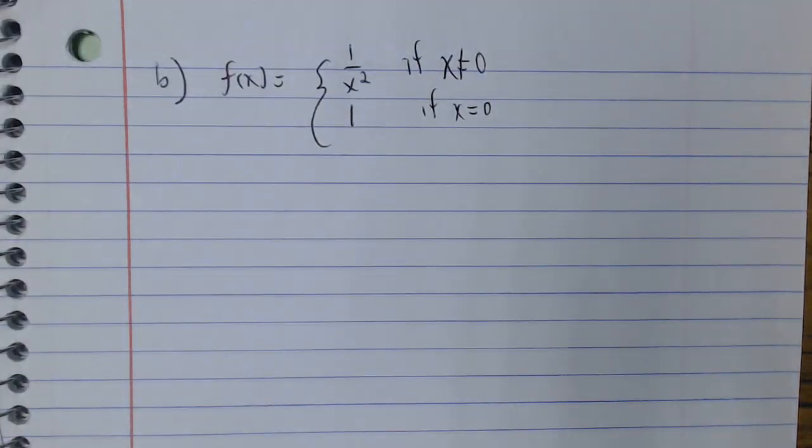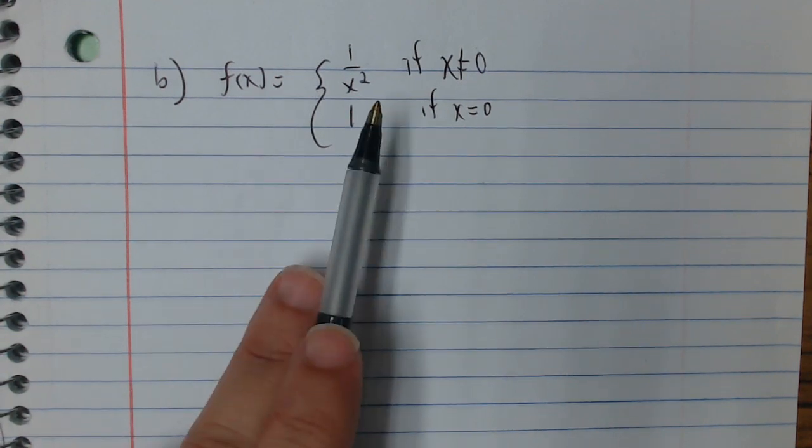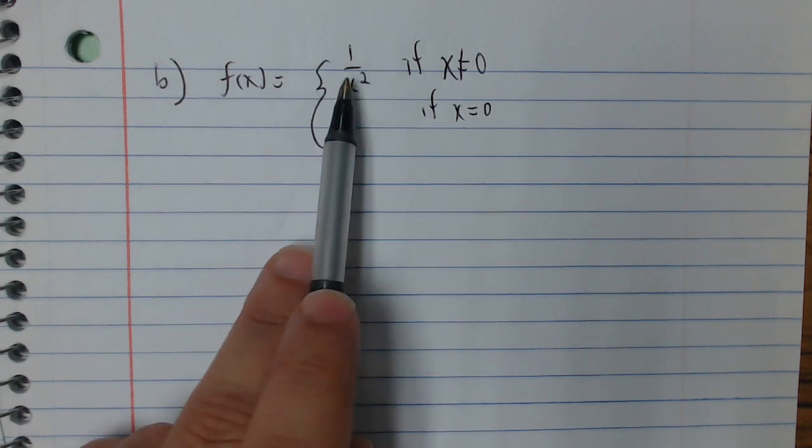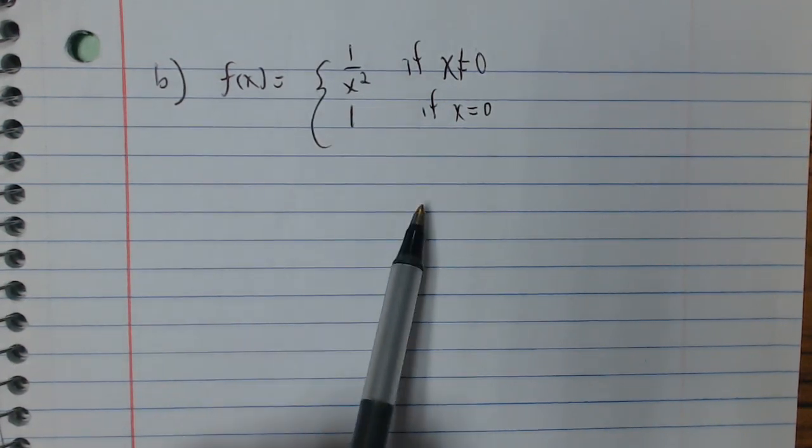If I have f of x equals 1 over x squared, if x doesn't equal 0, and 1 if x equals 0. And here's the nice thing, what I like about this question. If you look at this question, the domain of this guy is all real numbers. However, it doesn't necessarily mean that it's continuous everywhere, because if we were to graph this, what do I notice? As I get close to 0, 1 over x squared goes up to infinity.